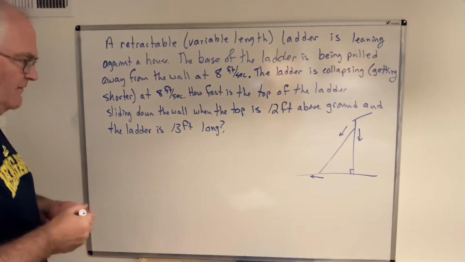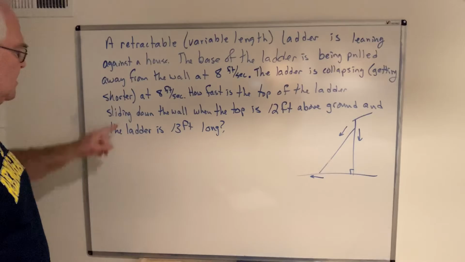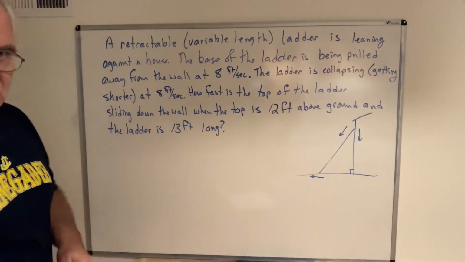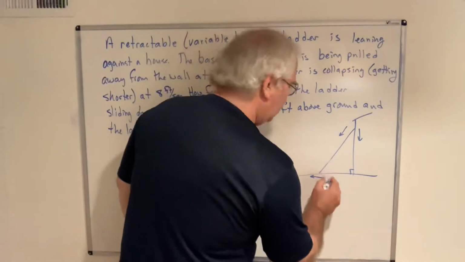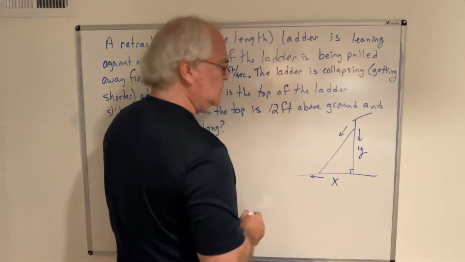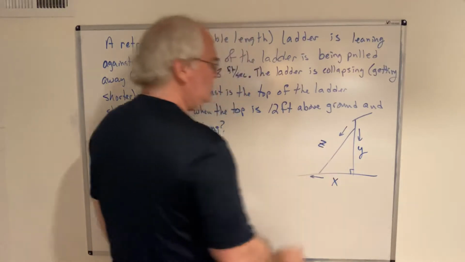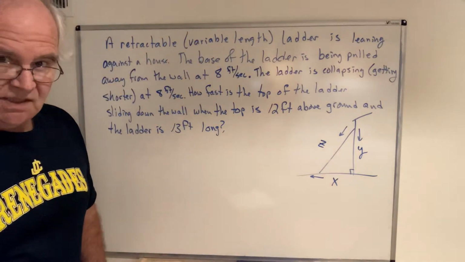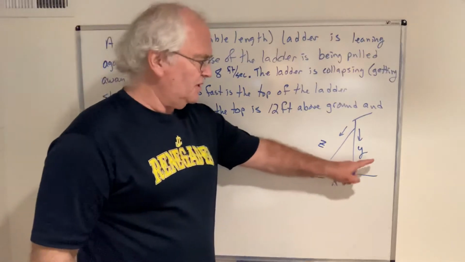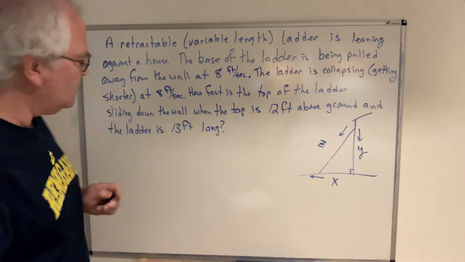So what are we asked to find? We're asked to find how fast the top of the ladder is sliding down the wall. We need to introduce some variables here. To maintain what I've done before, horizontal is X. I'm going to say vertical is Y. And while I'm at it, this diagonal, this hypotenuse, is Z. The fact that I just said hypotenuse lets you know that X squared plus Y squared equals Z squared is going to be our starter equation.